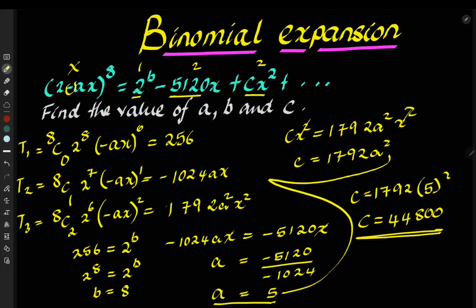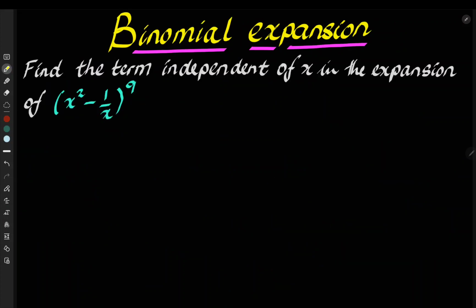Now let's move forward to the last example. In the last example, we are asked to find the term that is independent of x in the expansion of x squared minus 1 over x, to the power 9. So to do that, we need our binomial theorem. And remember the binomial theorem, we say that that is n choose r, a to the power of n minus r, then b to the power of r.